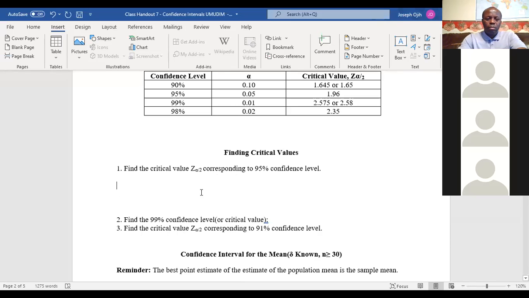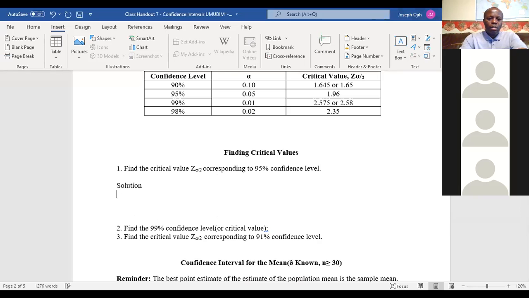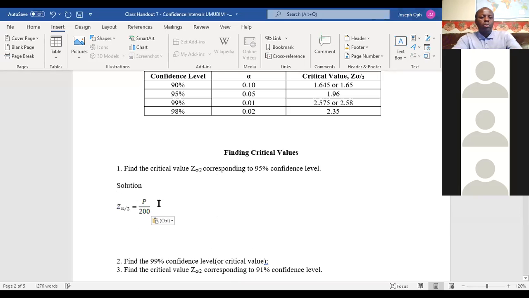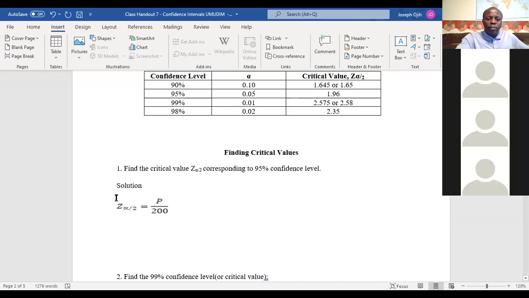Solution. P over 200. Why P over 200? Percent is P over 100. But this time around, we have two sides, left side and right side. So 100, 100, 200. So P over 200. And let me show you how this works. It says, find the critical value of Z alpha over 2 corresponding to 95% confidence level.